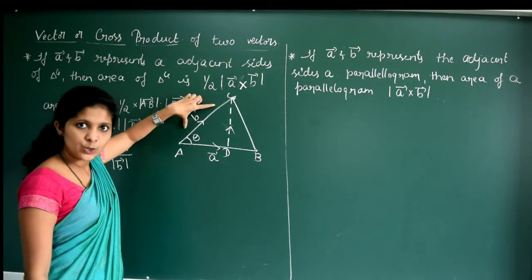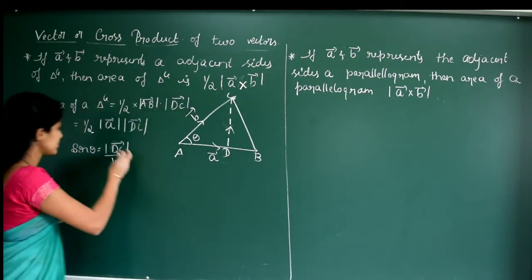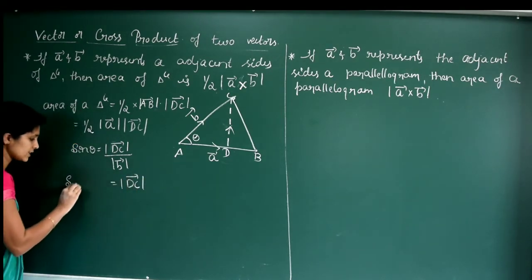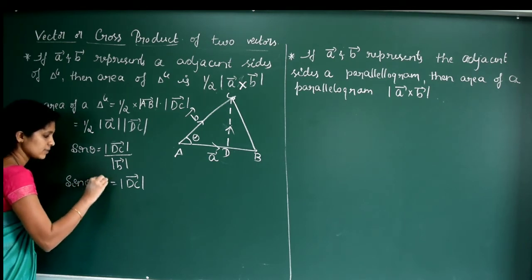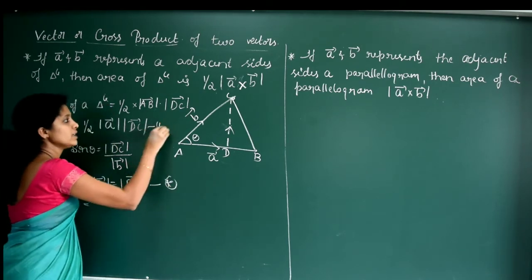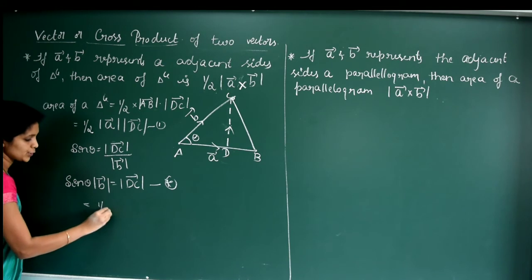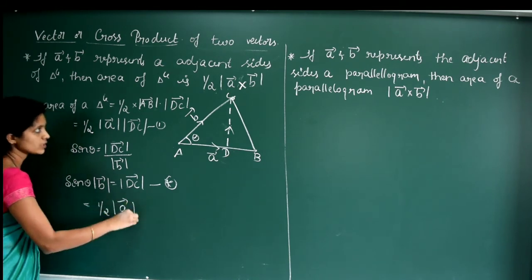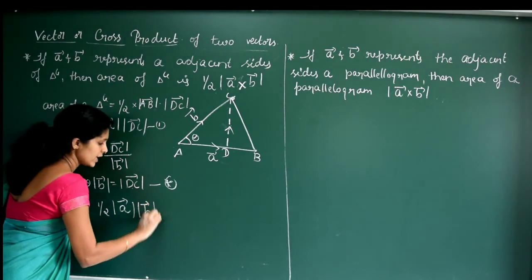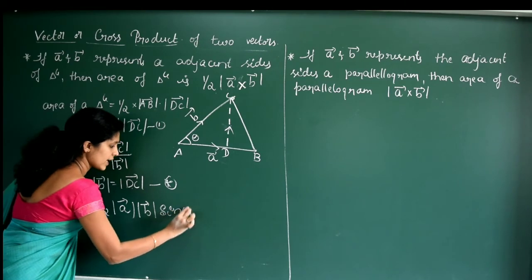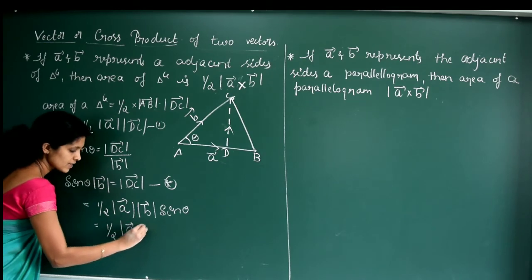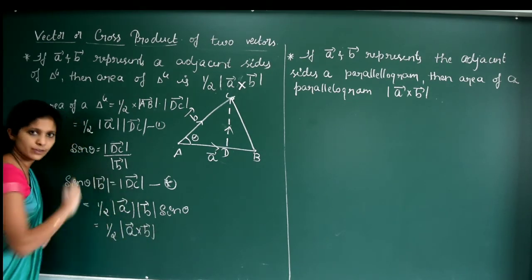So this is vector B. To find the length, we need to take the magnitude, so magnitude of B vector. By this we can write DC vector is equal to sin theta into magnitude of B vector. Right? So we'll substitute here. So this is star. We'll substitute in this one. So now the area of a triangle is half into magnitude of A vector, and we got DC as magnitude of B vector into sin theta. Now can we write this as half into magnitude of A vector cross B vector? Agreed?